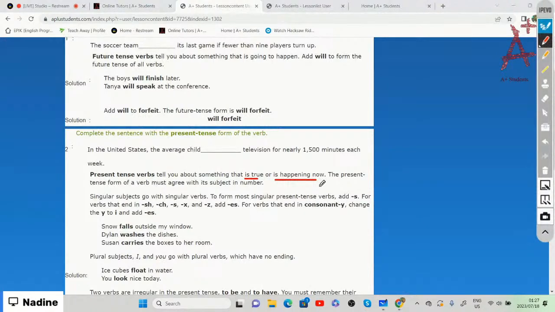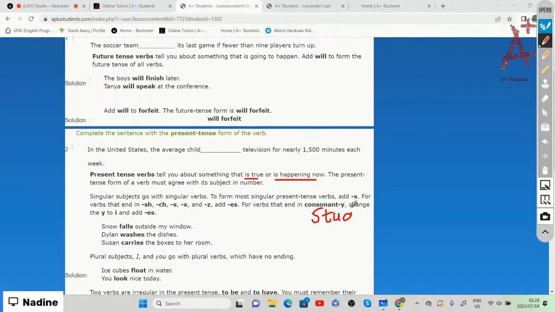So the present tense forms of verbs must agree with the subject in number, right? For example, singular subjects go with singular verbs. To form most singular present tense verbs, we add an S. For verbs that end in sh, s, x, and z, we add an ES. But for verbs that end in a consonant with a Y, we change the Y to I and we add an ES. And we made an example earlier on about study.